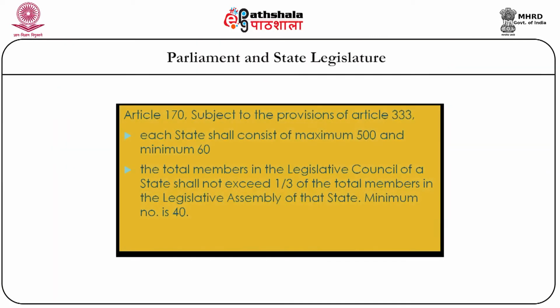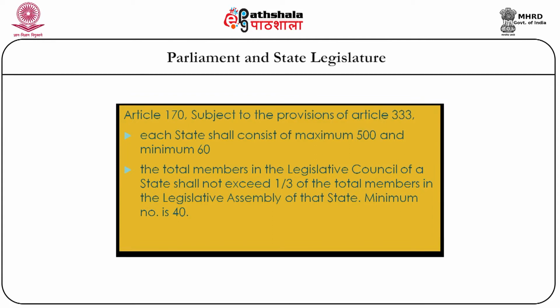So, to discuss the constitutional composition of the state legislative assemblies and councils, I would like to highlight Article 170 of the Indian Constitution, which is subject to the provision of Article 333. Here, each state shall consist of a maximum of 500 members and a minimum of 60 members in its house.